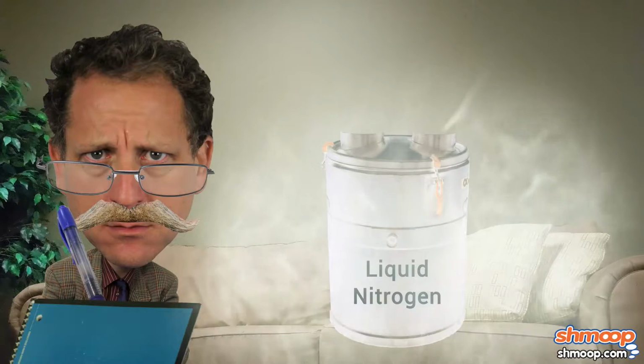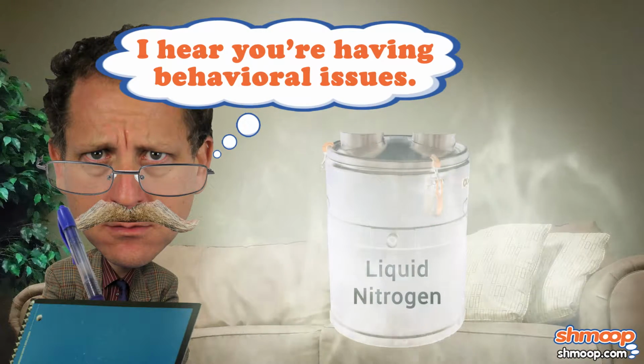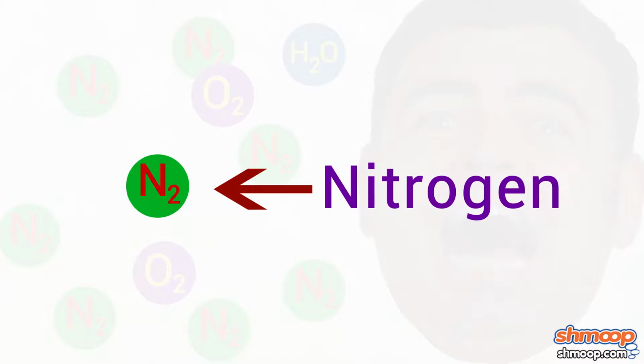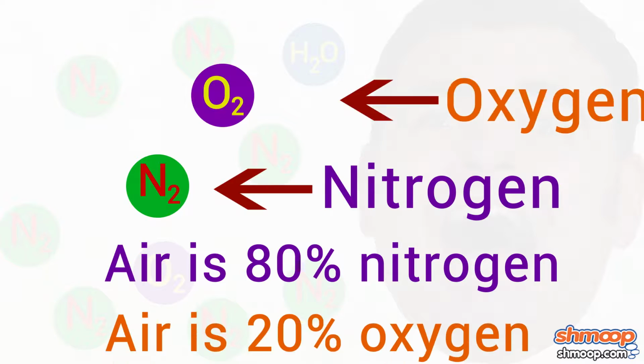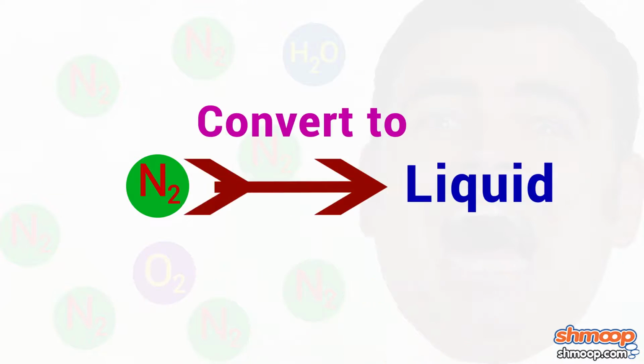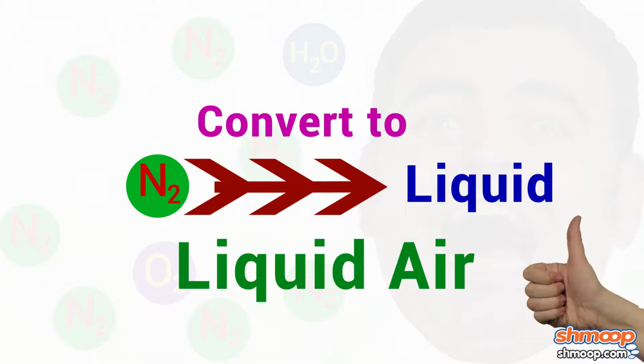Let's start with the reason why liquid nitrogen is called liquid air. I think it makes sense. The air we breathe is mostly nitrogen. In fact, it's 80% nitrogen. There's 20% oxygen, and that's the part you really need when you breathe. So if you convert that to a liquid, then why not call it liquid air?